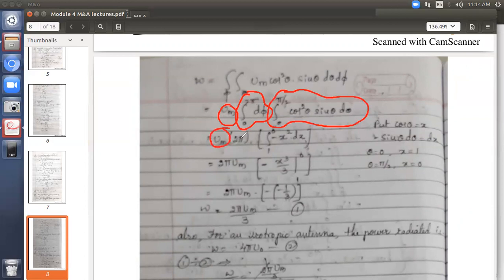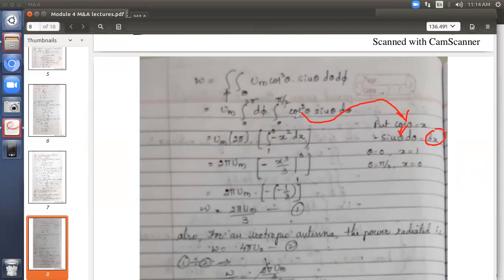And the first integration value is 2 pi. Second, again here you can go for different methods for calculation of this integration. I have used substitution method. What I can do? Substitute cos theta equals to x. Then sin theta, what is the differentiation of cos? You will get minus sin theta. So minus sin theta d theta equals to dx.